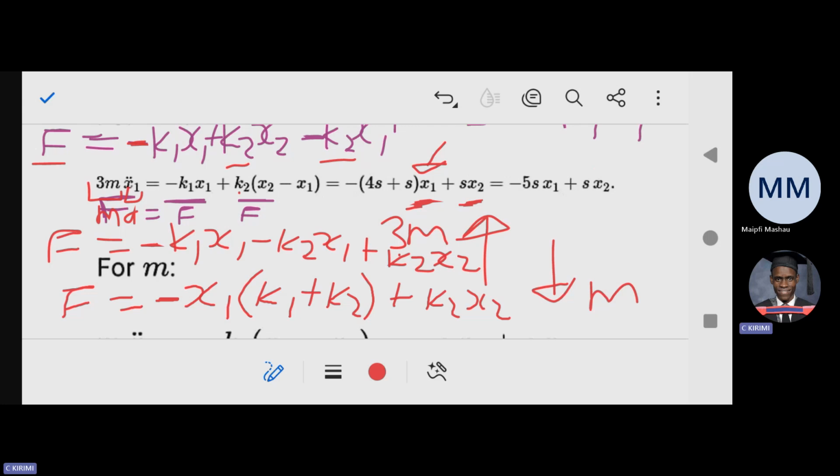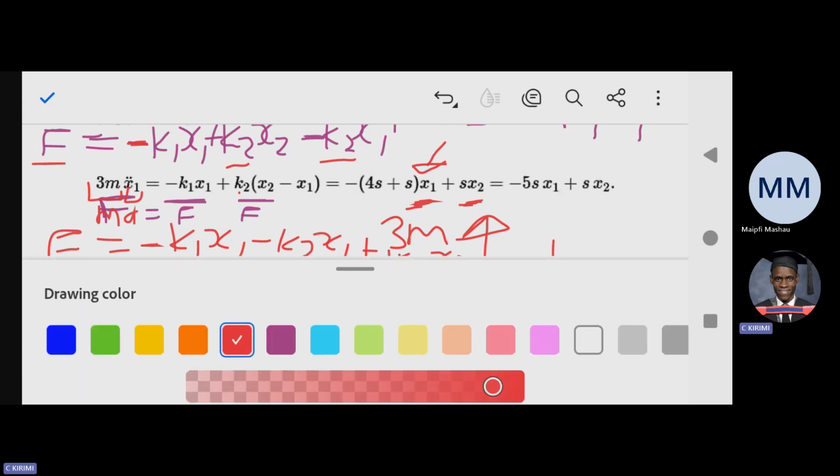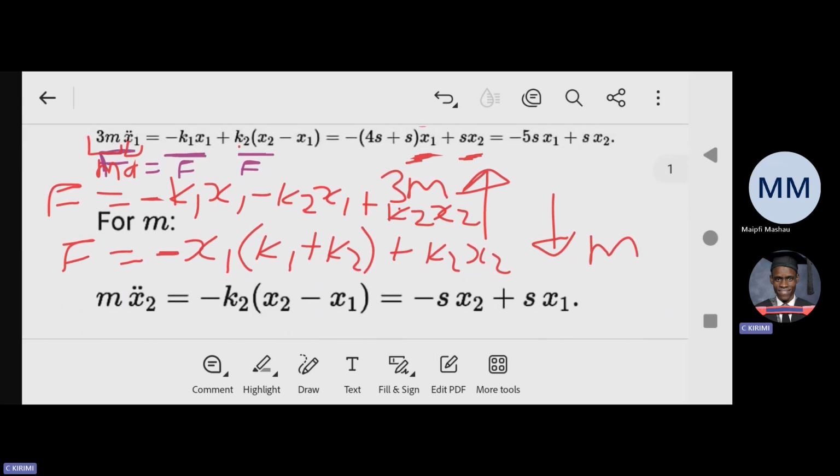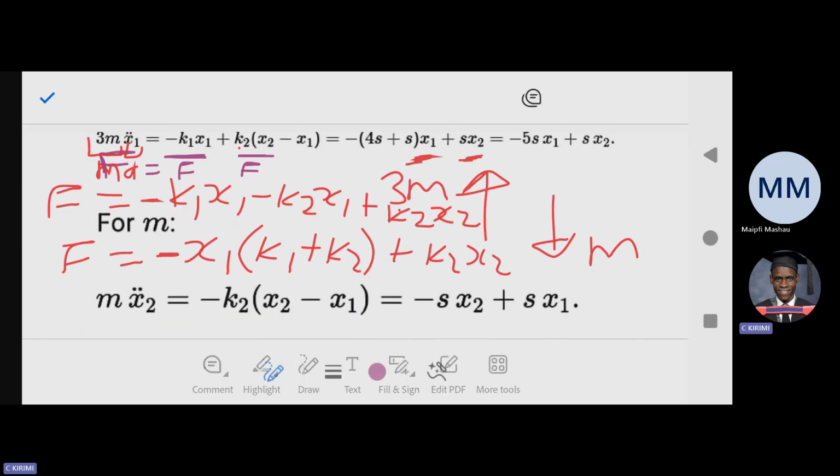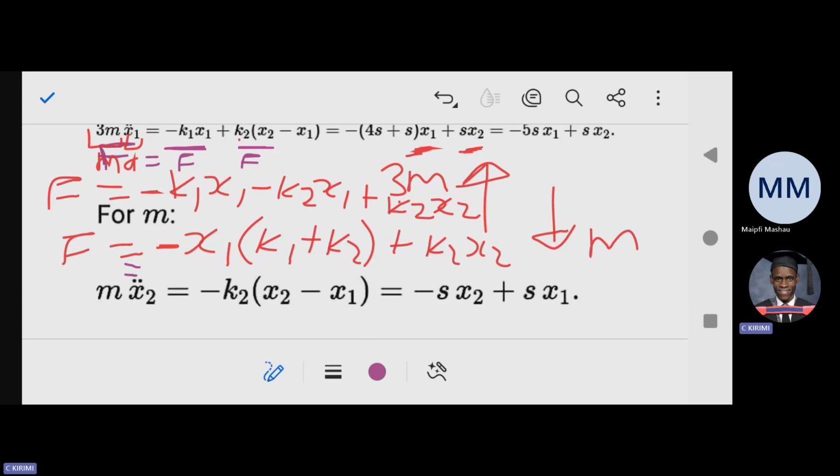Because in our question we're given in terms of s, now we are just doing the same. You are replacing your standard units with what you were given in the question. For this force, where there is x1, K1 stays the same, and you are just changing the constant. The constant corresponding to the 3m mass block was said to be 4s. So where there's K, now we are replacing it: minus x1 bracket 4s plus s, like that, for m.